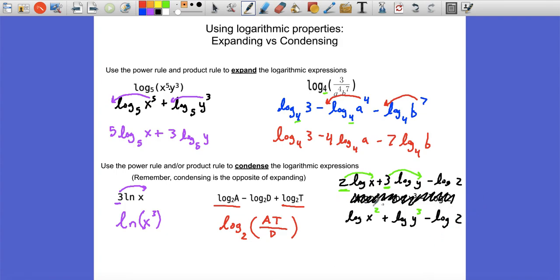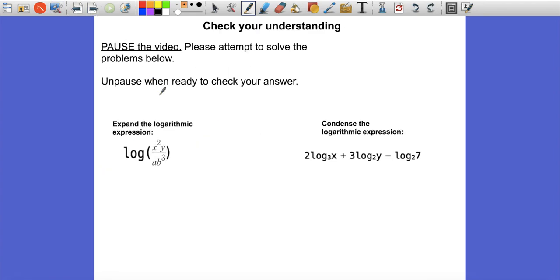All right, so now that we have no coefficients, we can now use the product rule to put them all back together. So I've got log of x squared times y cubed all over 2. Again, the ones that were positive go up top, the ones that were subtracted go on the bottom. And that is our condensed example. So you're going to pause and try these two problems now. Pause the video, unpause when you're ready to check your answer.